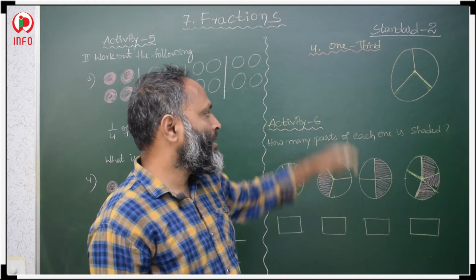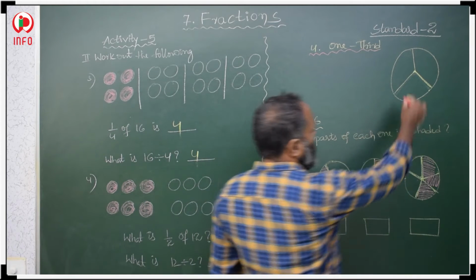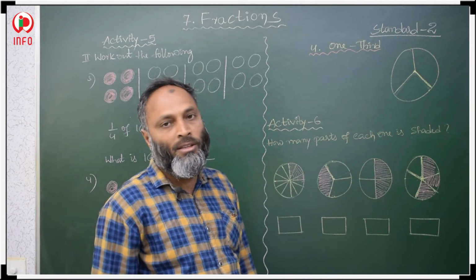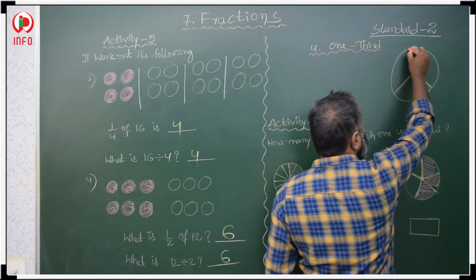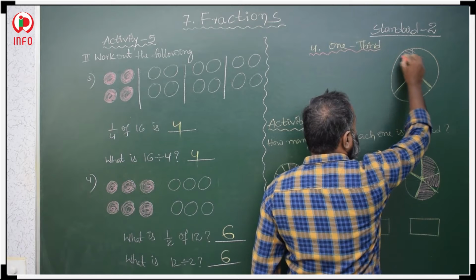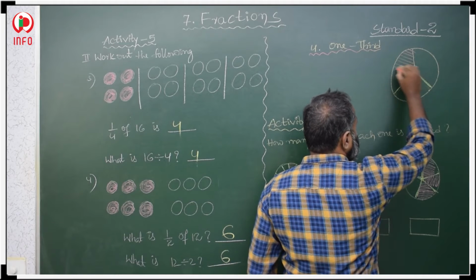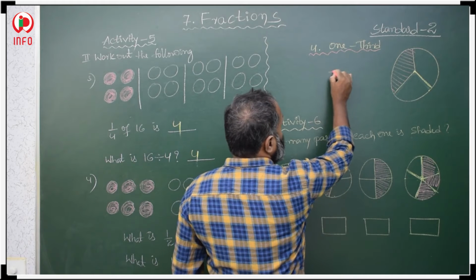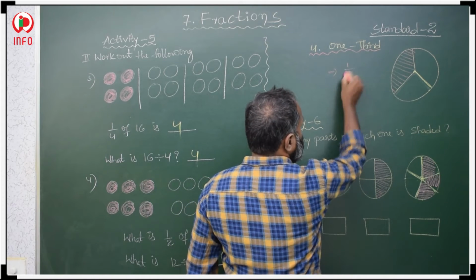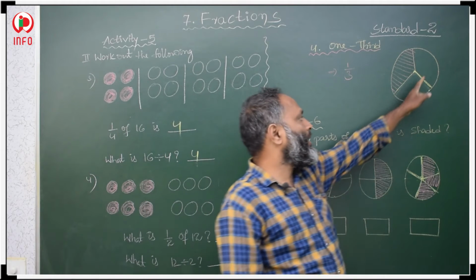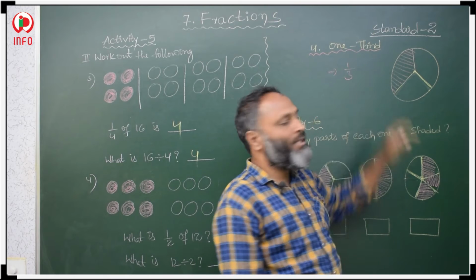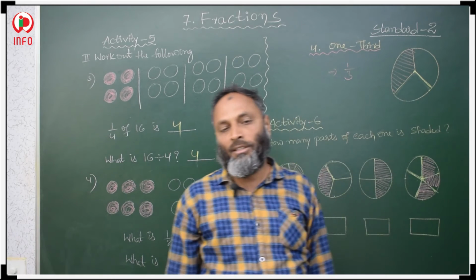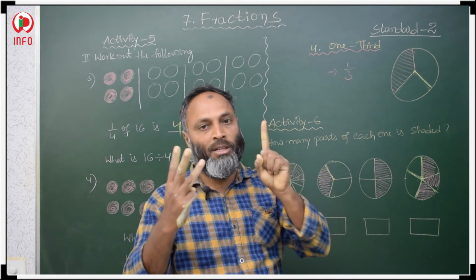See here, this is the circle. This circle is divided into 3 parts, 1, 2, 3, 3 parts. In those 3 parts, if one part is shaded, this is called 1/3. So in 3 parts, one part is shaded, so this is called 1/3.